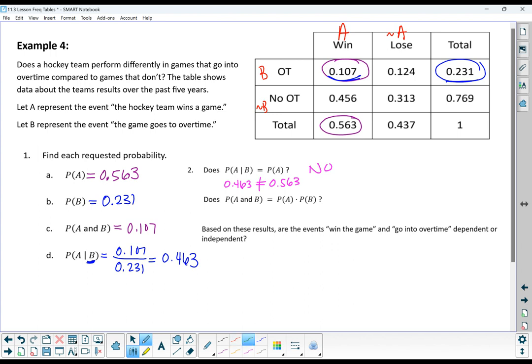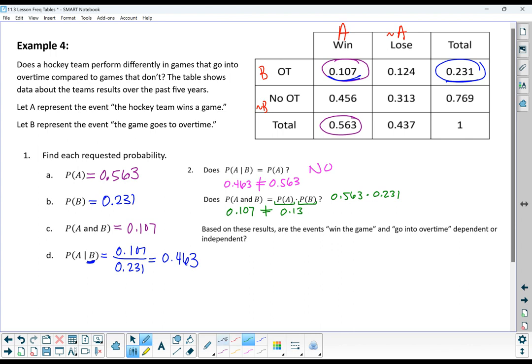Let's check the other one. The probability of A and B, that was 0.107. And now I want to multiply together the probability of A multiplied by the probability of B. So that's 0.563 multiplied by 0.231. And when we multiply those two together, we get 0.13. And again, you can see that those are not the same. They're closer than the previous one was, but they're definitely still not the same.